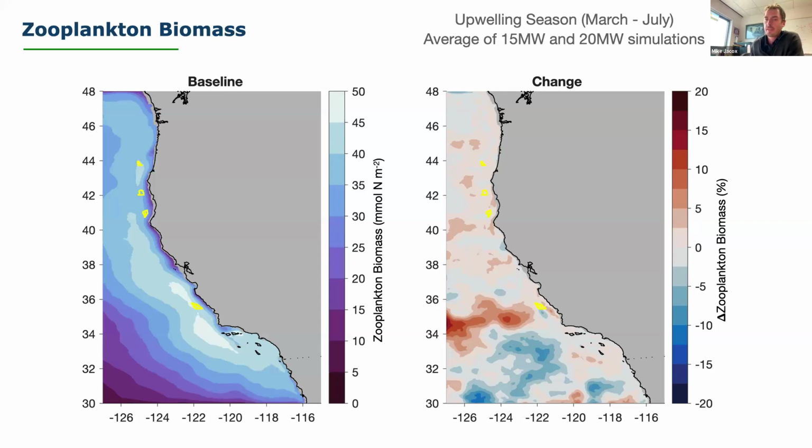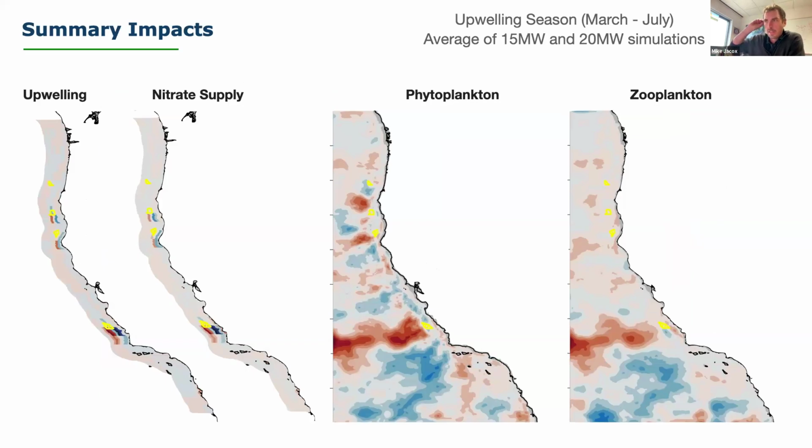All right, so this is a summary of the effects. Again, we're seeing the largest effects to the south near Morro Bay, where you have these spatially nuanced changes in the upwelling and the nitrate supply, and then subsequently these changes in the primary and secondary production that are not really intuitive in terms of their spatial pattern. It's not just that the area where there's less upwelling has less productivity, and the area where there's more has more productivity. It's a little more nuanced than that. And so we want to understand that.